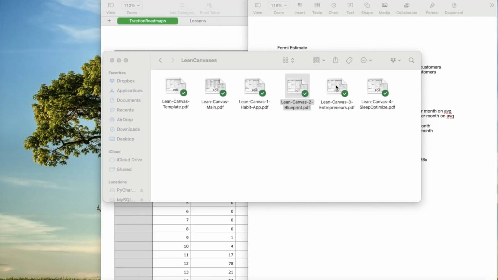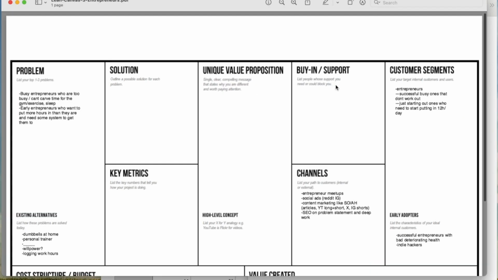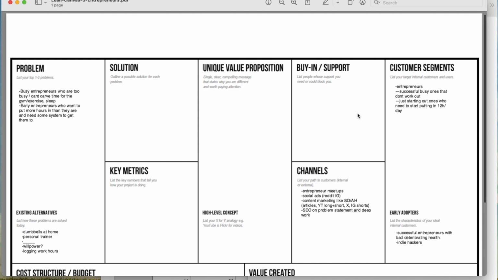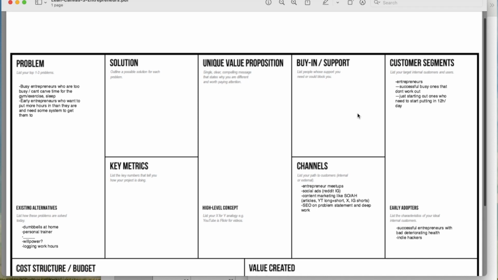And then I have entrepreneurs here. I think I'm basically going to tackle these first two, the habit apps and the Blueprint stuff. This one I might not come to. Even entrepreneurs is kind of big, it'd be good to break this apart. Their problem is they're either super successful and busy and don't work out, they don't have time to carve out for the gym or going to sleep on time, and they're just depressed or whatever. That's a big problem.